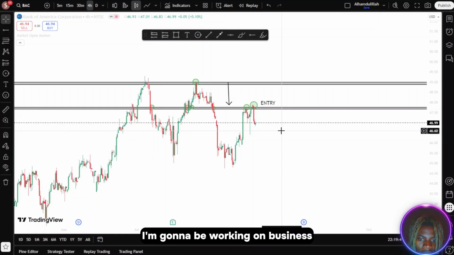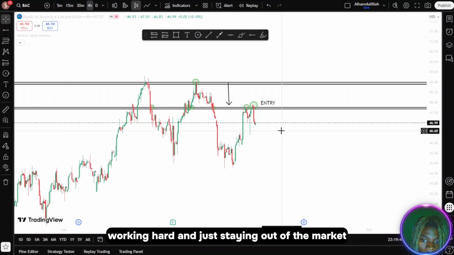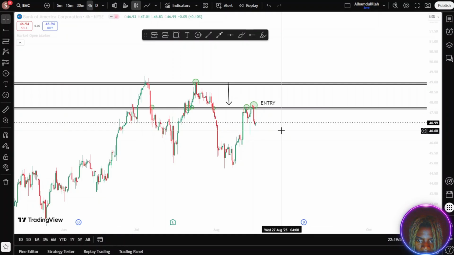Meanwhile, I'm going to be working on business, working in real life, working hard, and just staying out of the market. Instead of trying to predict every little thing, I'm going to continue to stick to my A+ model, and I'm going to wait for this market to recover, stack my bread, and have my contracts ready whenever the market turns. Okay, until God wills. I love you guys so much.